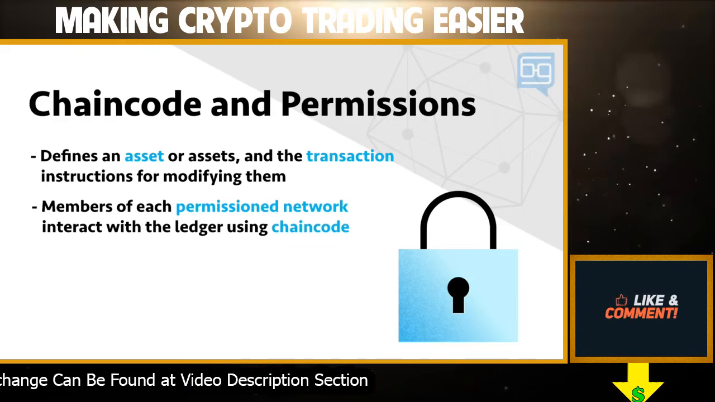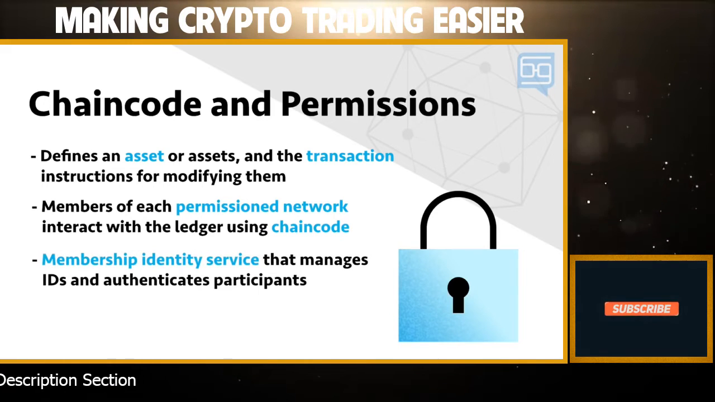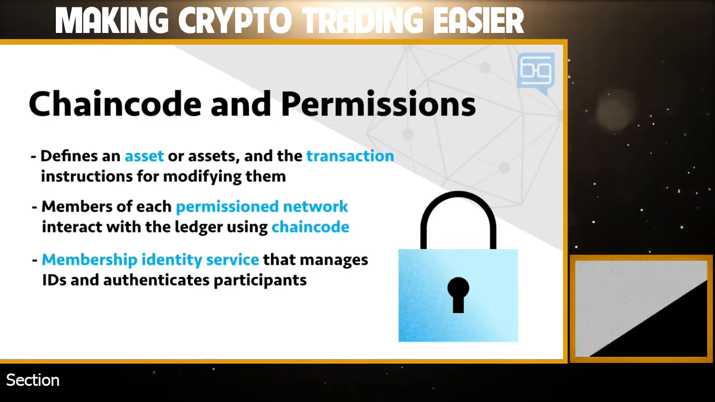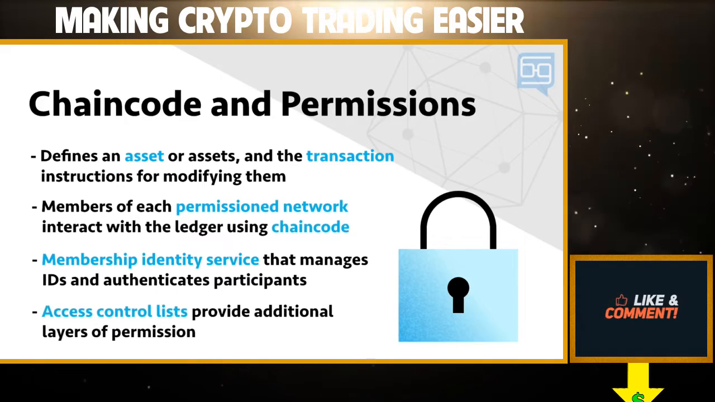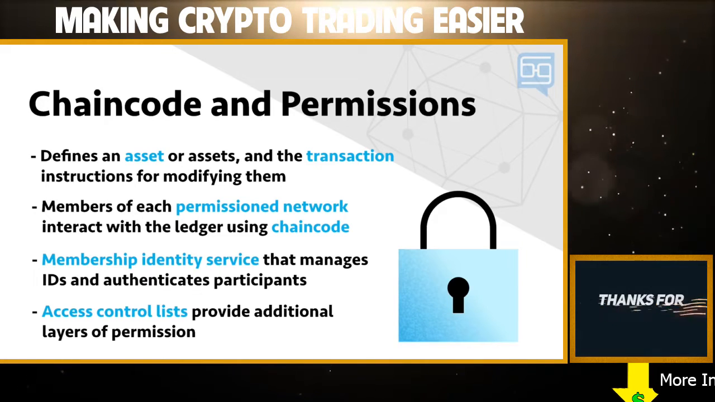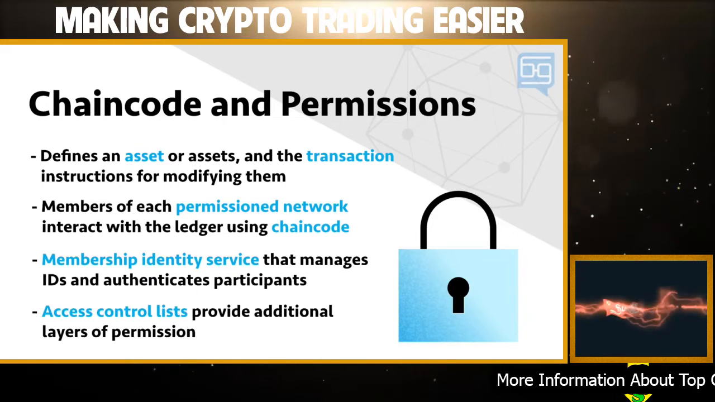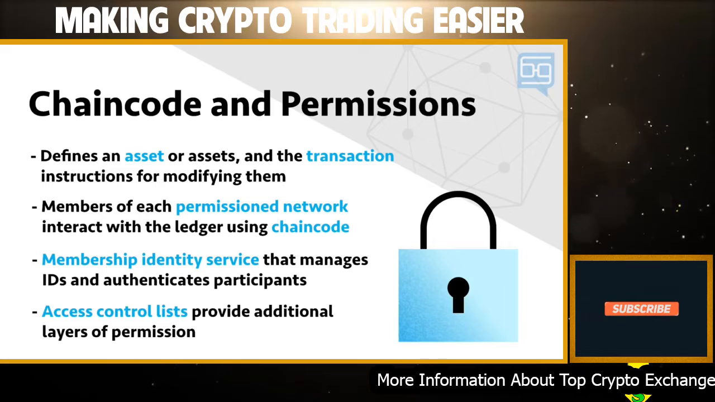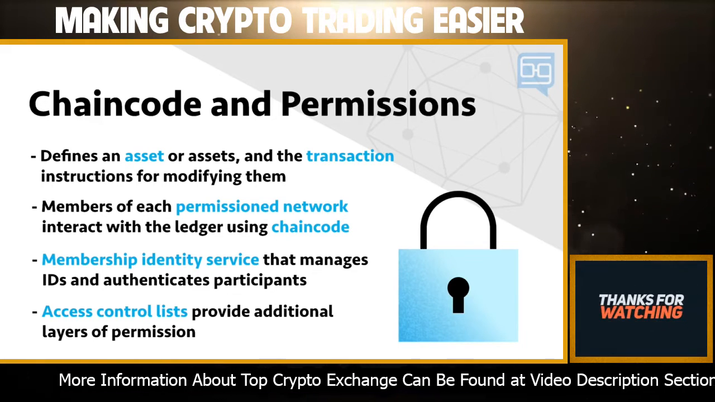To enable these permission networks, Hyperledger Fabric provides a membership identity service that manages user IDs and authenticates all participants on the network. Access control lists can be used to provide additional layers of permission through authorization of specific network operations. For example, a specific user ID could be permitted to invoke a chain code application, but be blocked from deploying new chain code. This permission network also assigns network roles by node types.